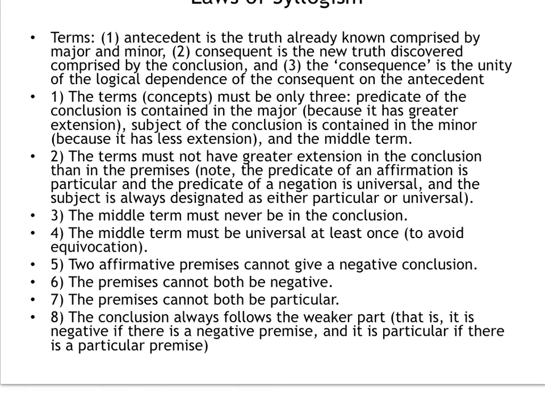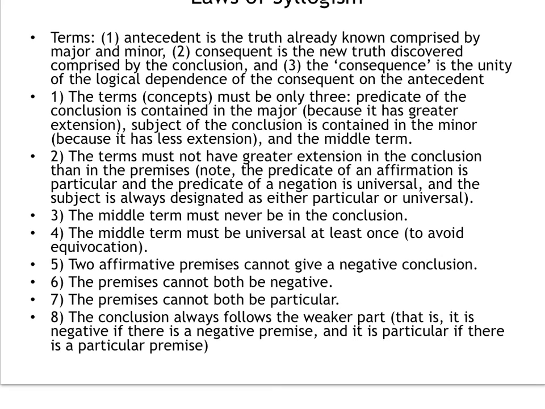You can have two universal affirmatives. You can't have two universal negatives because you can't have two negatives. You can't have two particular affirmatives because you can't have two particulars. You can't have two negative particulars because you can't have two negatives and you can't have two particulars. So you've got to have a universal affirmative or a universal particular.